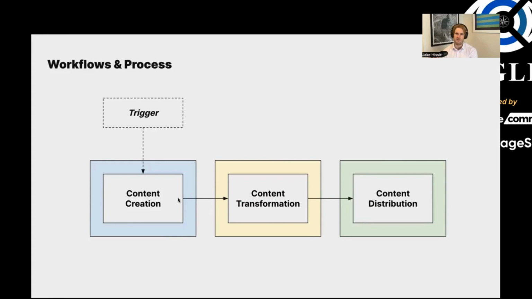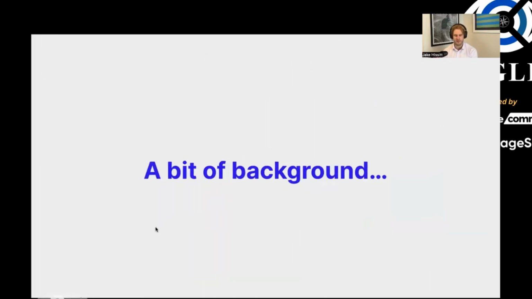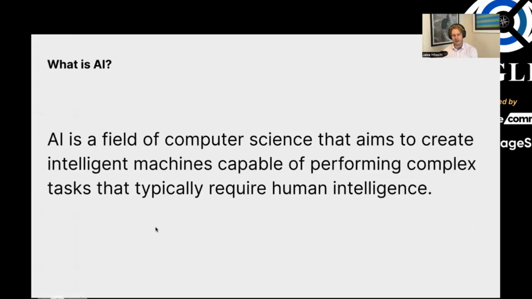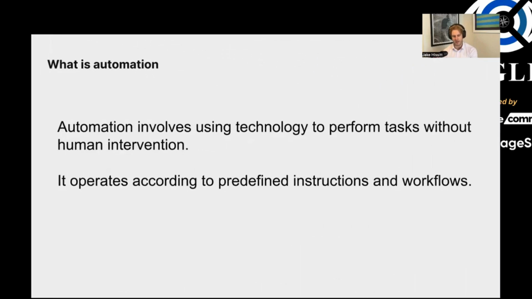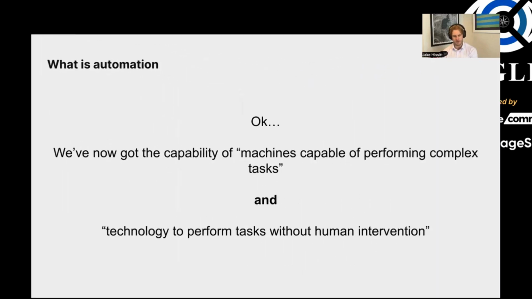But in the first half of the presentation, I want to have a quick recap on how far we've come effectively in one year since I first gave this presentation. So a bit of background. AI is a field of computer science that aims to create intelligent machines capable of performing complex tasks that typically require human intelligence. Automation involves using technology to perform a series of tasks without human intervention. It operates according to predefined instructions and workflows. So now we've got machines that are capable of performing complex tasks and technology that can do this without human intervention.